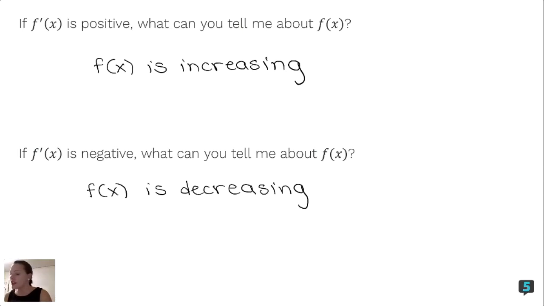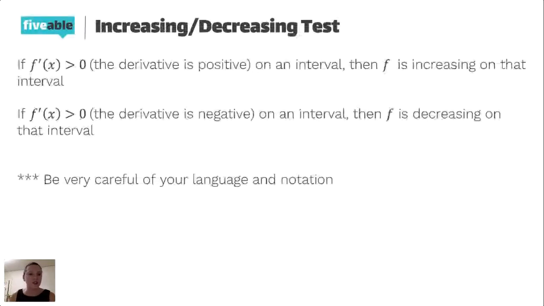So this leads me to the increasing/decreasing test. They weren't real creative in the name. It tells me that if f prime of x is greater than 0, so if my derivative is positive on any particular interval, then f is increasing on that same interval. And if f prime of x is less than 0, the derivative is negative, then f is decreasing.